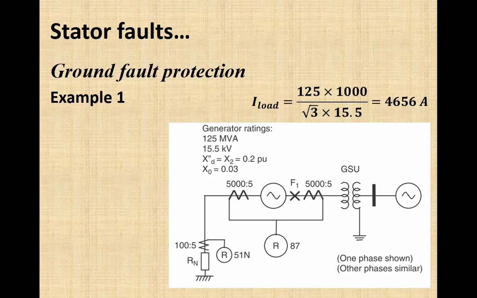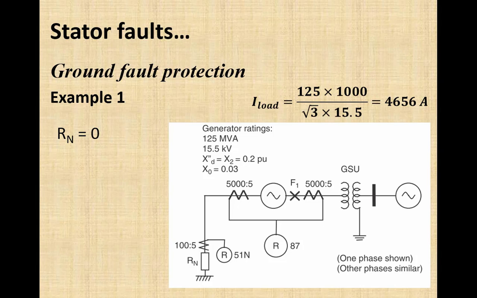We arbitrarily selected this small CT ratio by assuming that the neutral is not carrying any current or very little current during normal operation because the generator is operating in balanced condition. Due to this reason, the CT ratio can be as small as 100 to 5.